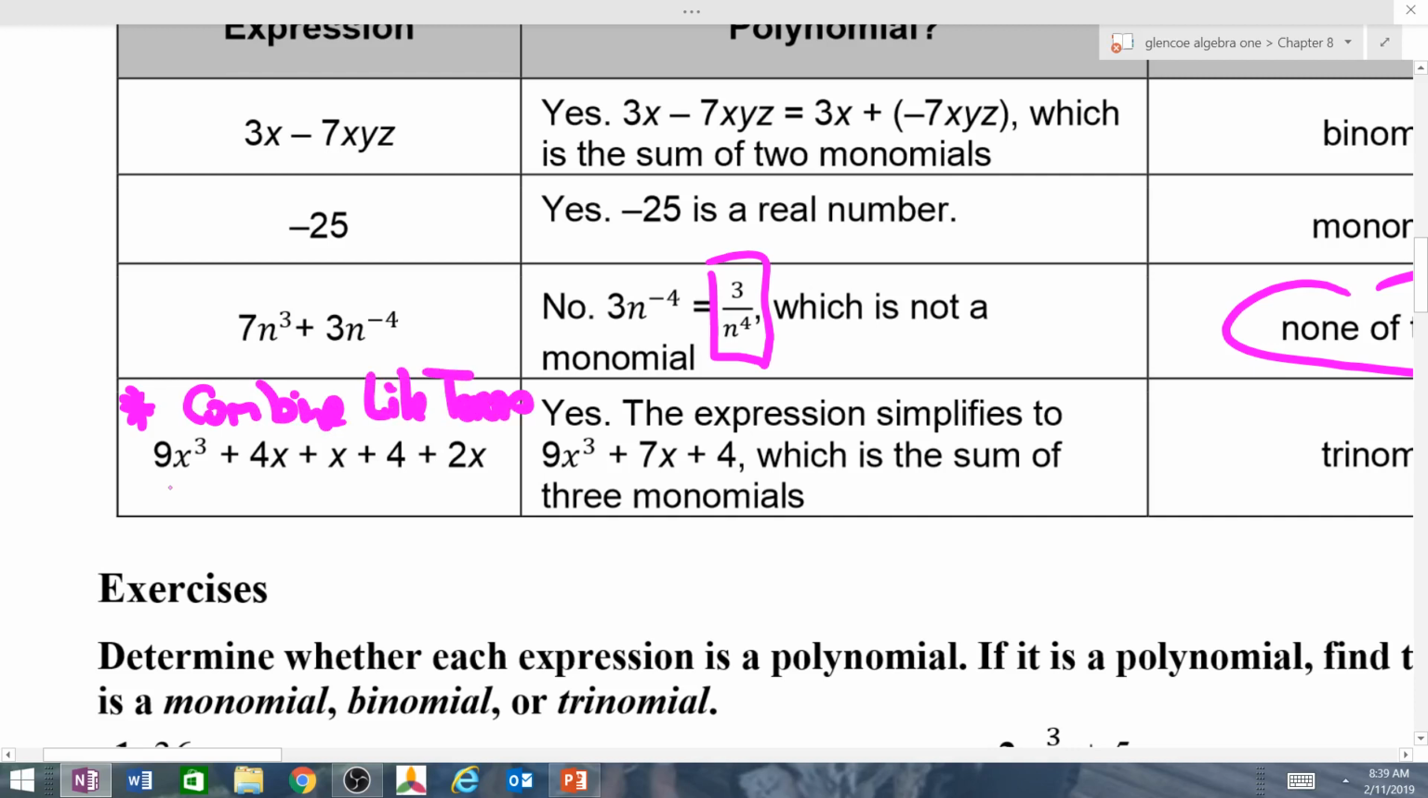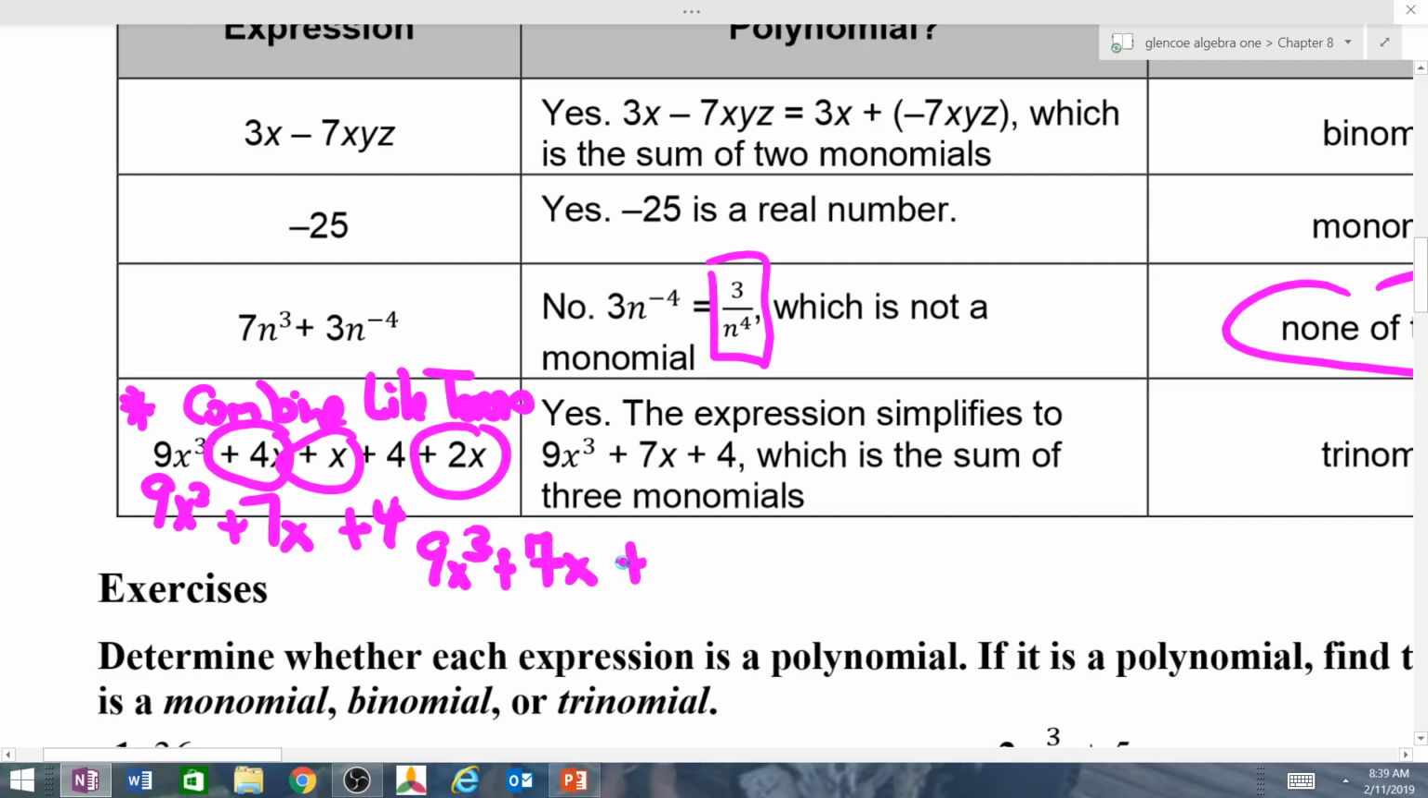And you can. So this is 9x cubed. We have a 4x and an x and a 2x, which gives me what? 4x plus 1x is 5x plus 2 is 7x plus 4. So it becomes 9x cubed plus 7x plus 4.